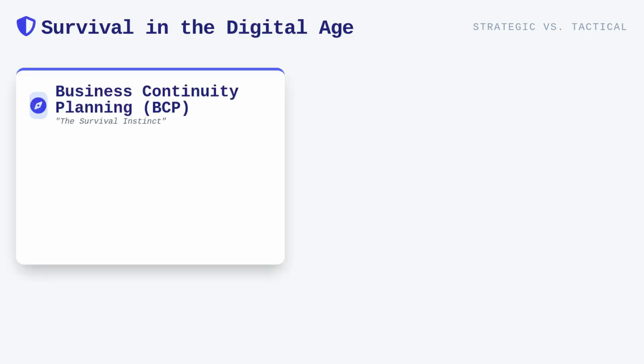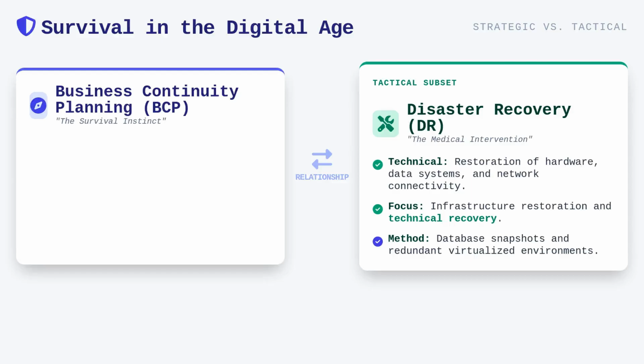Business continuity planning is a strategic endeavor aimed at keeping an organization functional during and following a disruption, focusing on the preservation of mission-critical processes rather than just the underlying server infrastructure. It operates on the premise that the business must continue to provide value, even when its primary headquarters or data centers are compromised. Disaster recovery, on the other hand, is the technical subset of this larger strategy that targets the restoration of hardware, data systems, and network connectivity after a localized or widespread failure.